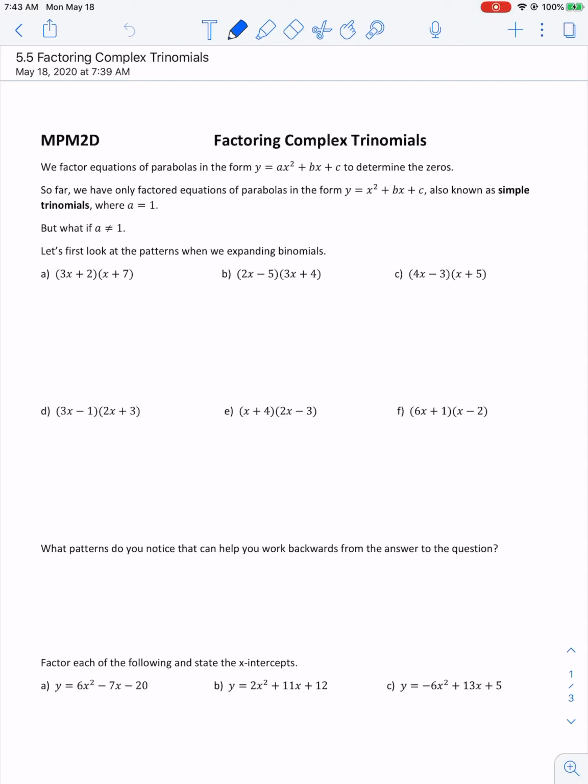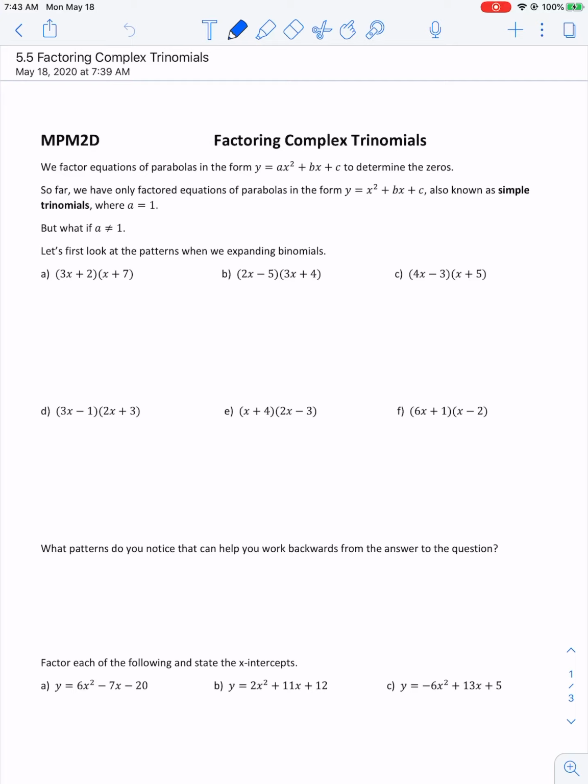Okay, so this is unit 5.5, factoring complex trinomials. If you recall, a simple trinomial is a trinomial where the a value in y equals ax squared plus bx plus c equals 1. So we've looked at quite a few of those, and sometimes the a value wasn't equal to 1, but we were able to factor that out so that we were left with a simple trinomial. Today we're going to take a look at what factoring complex trinomials looks like.